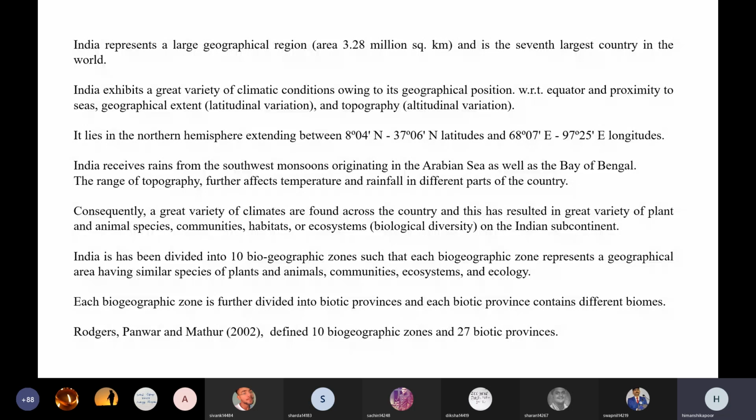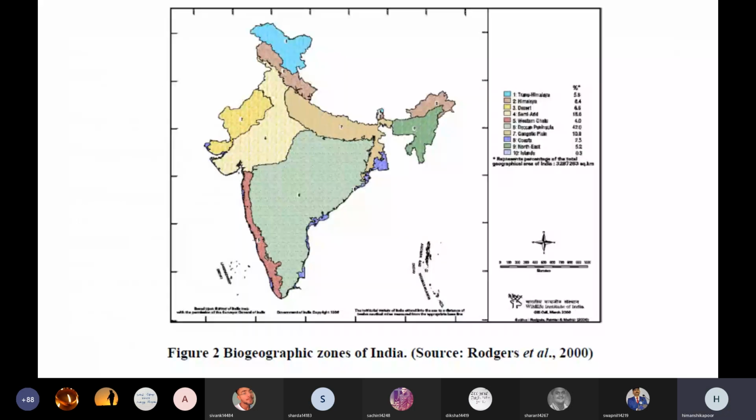So coming to the biogeographic zones in India, we majorly have 10, and we have 27 biotic provinces. These 27 biotic provinces are distributed among these 10 biogeographic zones. So in the next slide, we will study about these.